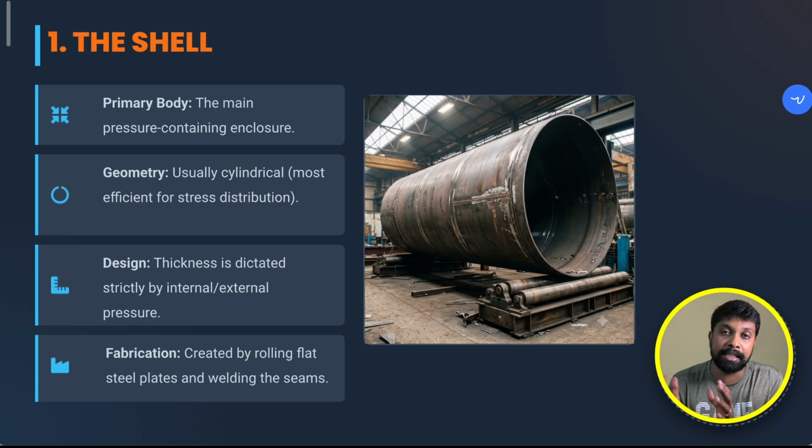You can see spherical pressure vessels in LNG and other process plants. Thickness is dictated strictly by internal and external pressures. Sometimes the external loads also govern the thickness. And fabrication: mostly the shell is fabricated using flat plates. You can see here, it is a weld joint. It's a flat plate that is rolled and welded together to form a cylinder.